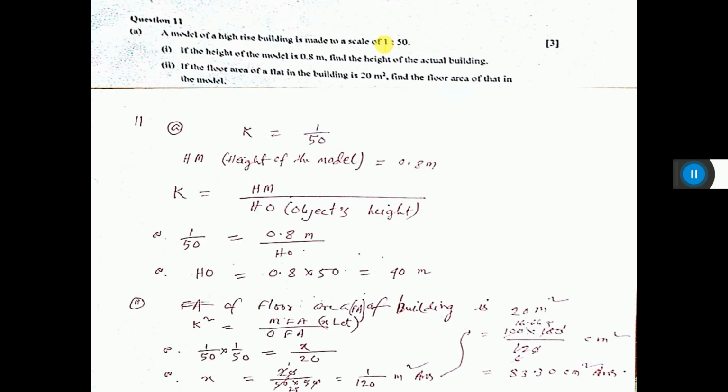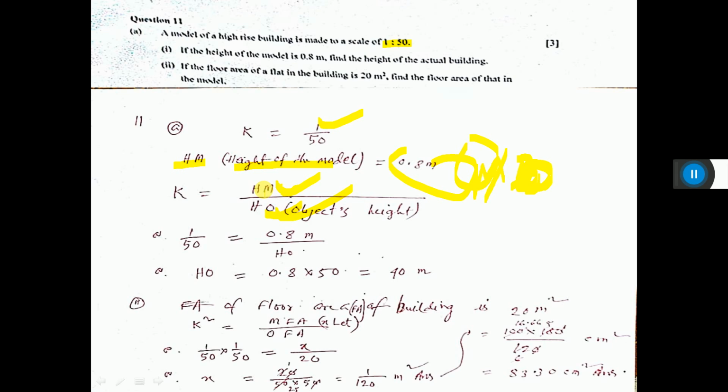Here the scale factor given is 1:50. See here I have written, ASM, that is height of the model, is given this. K formula, height of the model by height of the object. I told the MOMO formula, MO. MO means M is model and O is object. So first MOMO, first M, then O. So model is first, then object.